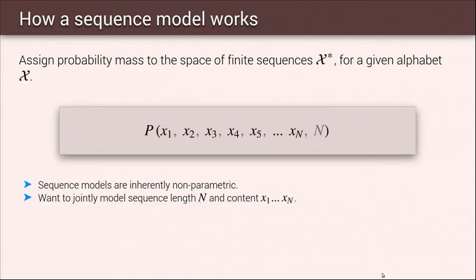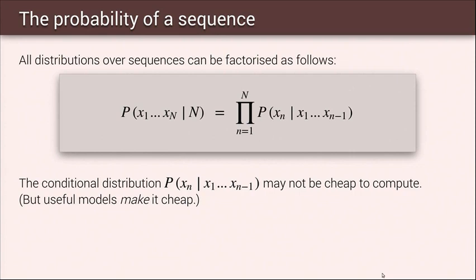So how does the sequence model work? Well, we assign a probability to a sequence and its length, and so essentially sequence models are inherently non-parametric models. We can always factorize such a distribution as follows, but that doesn't necessarily mean that if we come up with a wacky model, that second part, the product of conditional distributions, is necessarily easily accessible or cheap to compute. The interesting models for us, though, make it cheap to compute.